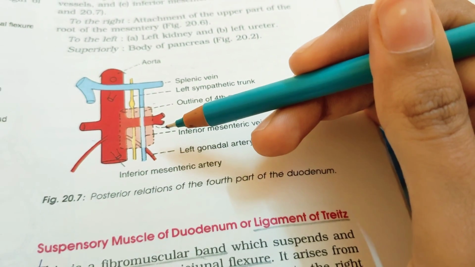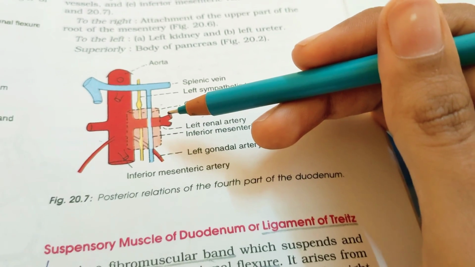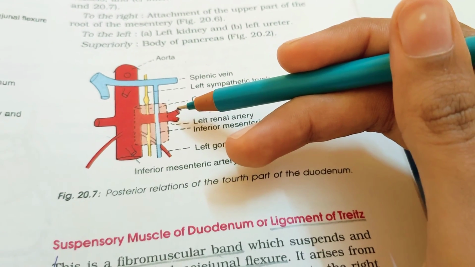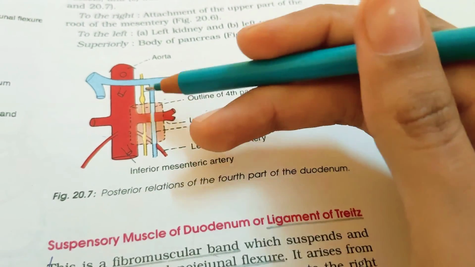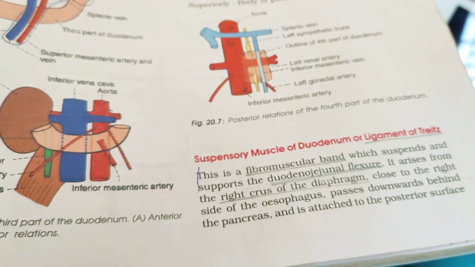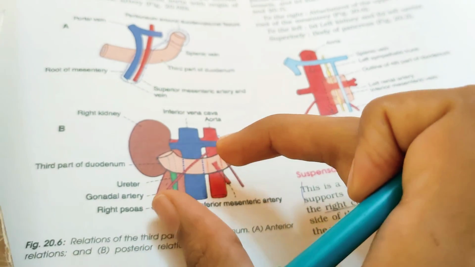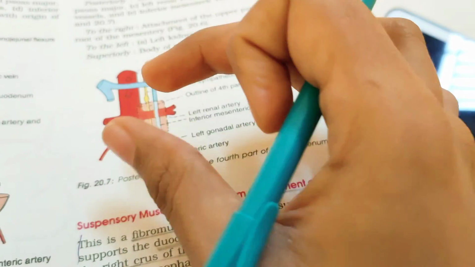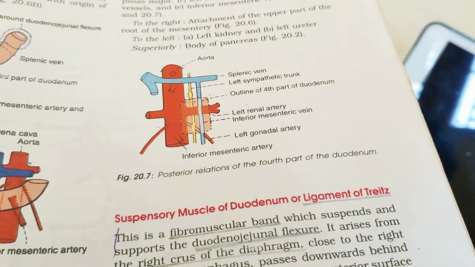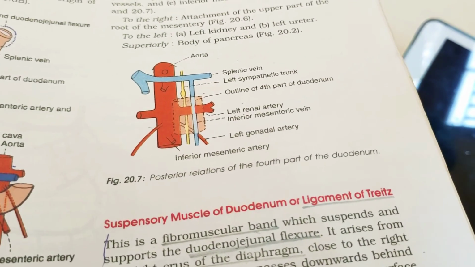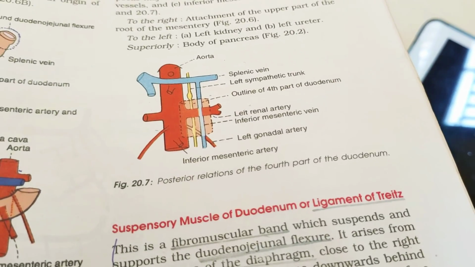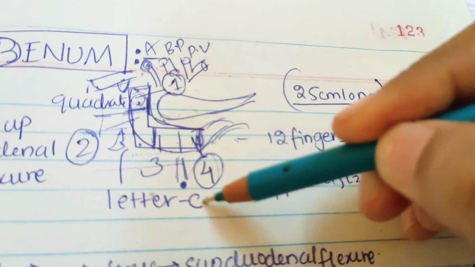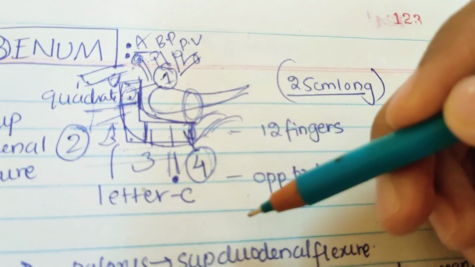On the right side, there is the attachment of the upper part of the root of the mesentery, and on the left side there will be the left kidney. As we have discussed, on the third part of the duodenum there is the right kidney. Same like here, there will be the left kidney on the left side, and also there will be the left ureter, of course, with the left kidney, and superiorly there will be the body of the pancreas. So for the fourth part, superiorly you will have the body of the pancreas.